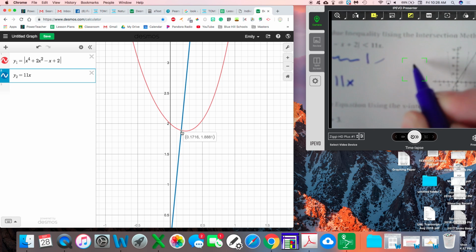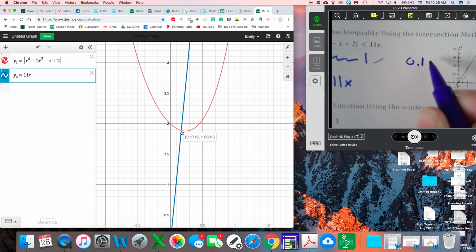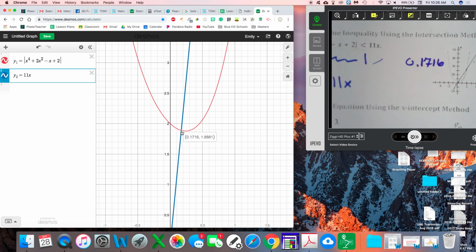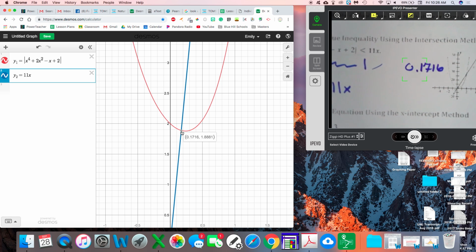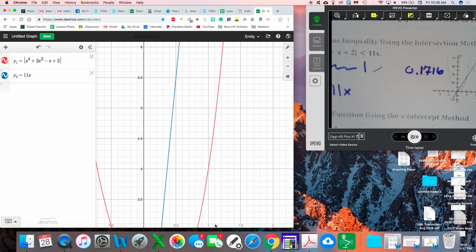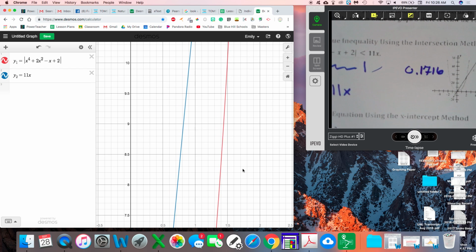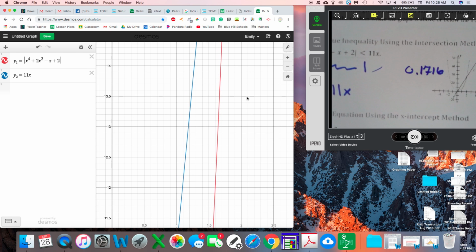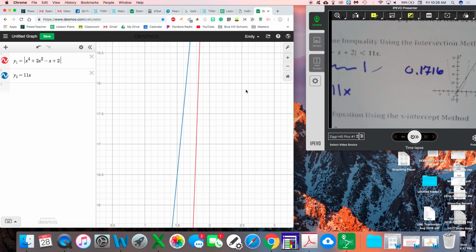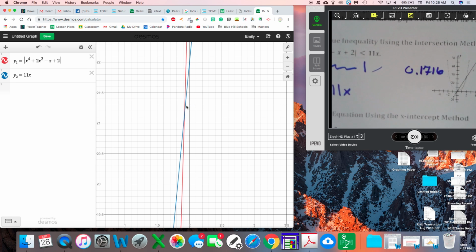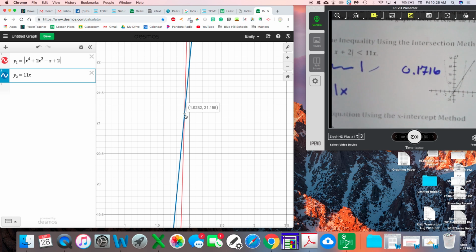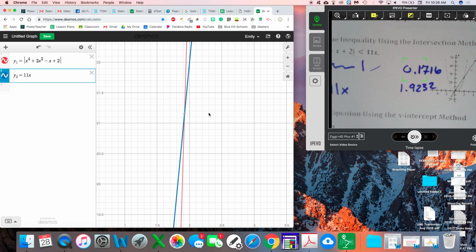At 0.1716. We'll worry about the inequality part of that in just a second. And the other one where they intersect each other is all the way up here. This one right here: 1.9232. Okay, now we have to decide what our solution looks like, okay?